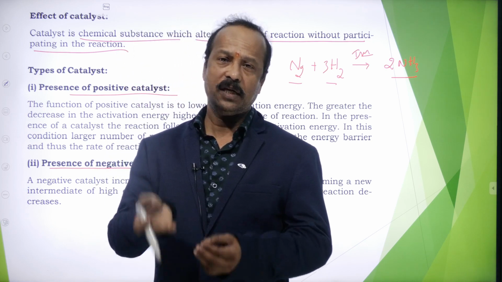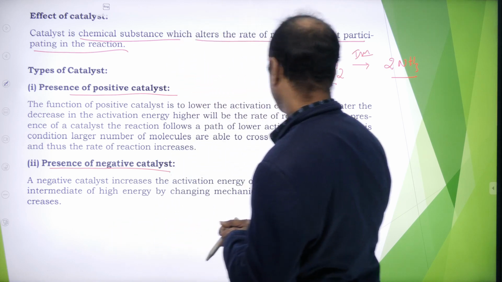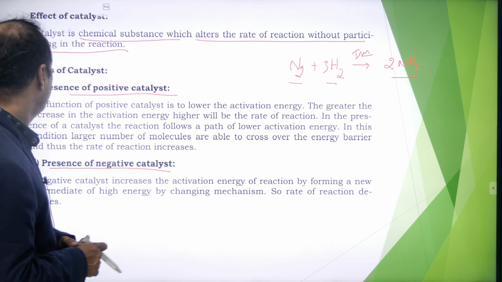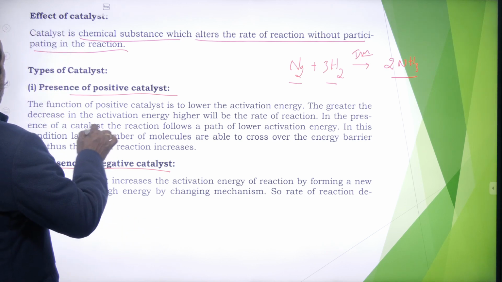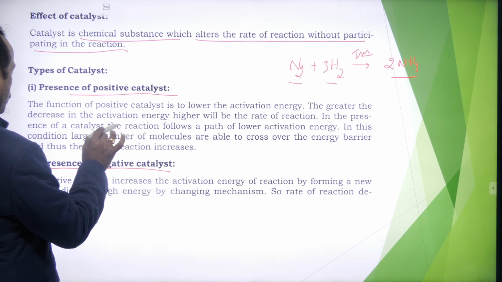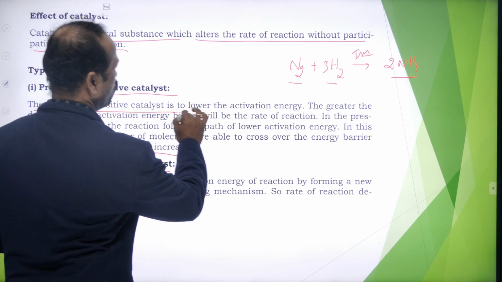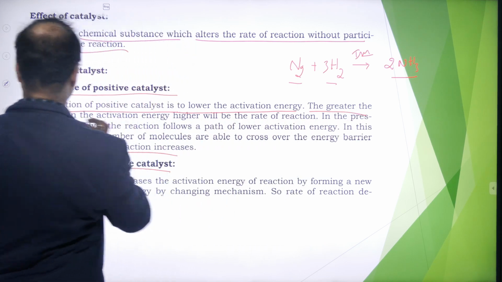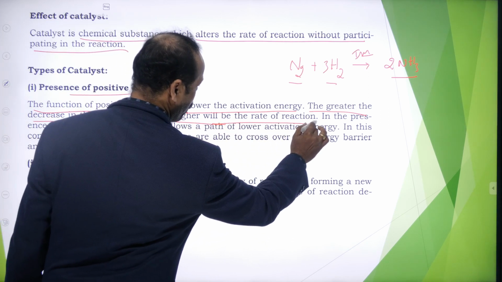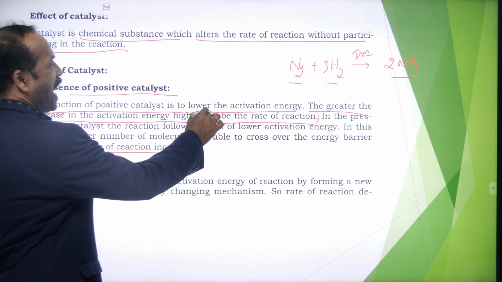Positive means that which increases the rate of reaction, and negative means that which decreases the rate of reaction. So thus the rate of reaction increases. The function of the catalyst is to lower the activation energy. The greater the decrease in the activation energy, the higher will be the rate of reaction. So the function of the catalyst is that it lowers the activation energy.